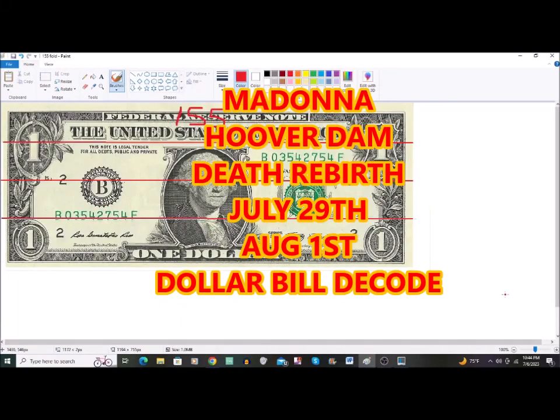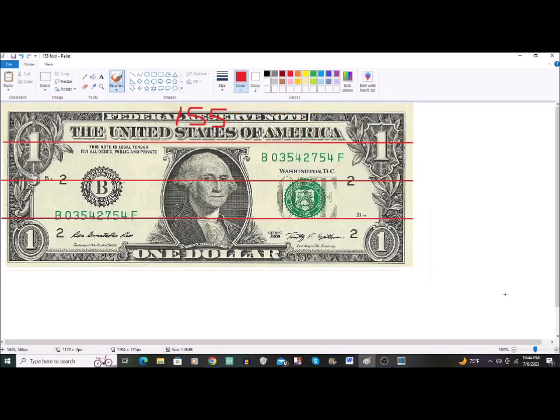Oh dear. I'm back with the dollar bill, and it's never ending with this decode stuff with the dollar bill. It's absolutely immense, the amount of stuff that's in here. I have two dates. You've already seen them on the thumbnail, okay? And I'm going to show you how we get to these two dates, hopefully, maybe.